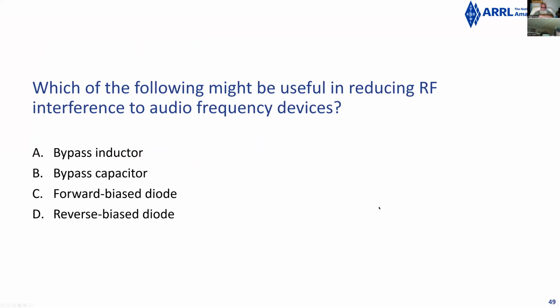Okay, so we're going to do a few questions and then take a break. Which of the following might be useful in reducing RF interference to audio frequency devices? I'm not sure I can see the chat window, so if somebody can speak up, what do you say? Yeses, anybody? Chris is guessing B. Okay, B, bypass capacitor, and that's correct.